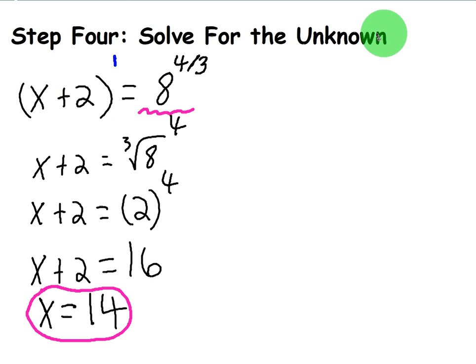Step 4, we're going to solve for the unknown. So how do we do that? Well, first of all, before we get x by itself, we can simplify 8 to the 4/3 by converting it to a radical expression. We know that 3, which is the bottom of the fraction, is going to become our root, and 4, which is the top, is our exponent. It's always going to be that way. So we have cube root of 8, which is 2. We're going to do that first, and then raise it to the 4th power. 2 times 2 times 2 times 2 is 16. Final step would be to subtract 2 from both sides, and voila, x equals 14.